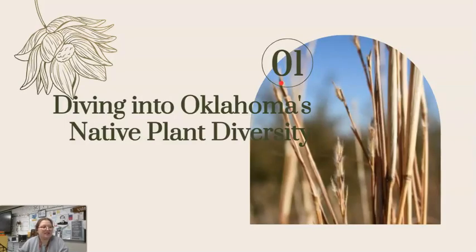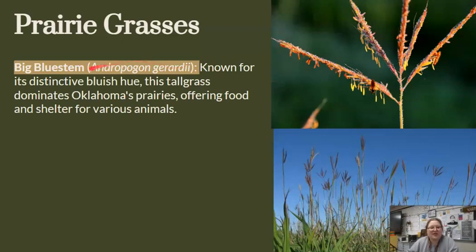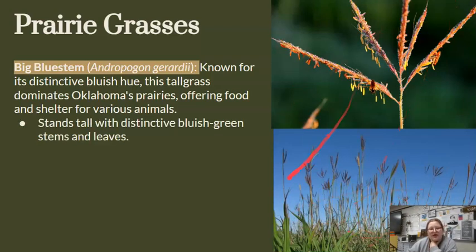All right, so let's look at the specific plants we're going to focus on for this lesson. So let's look at prairie grasses first. We're going to look at 2 of each. So our first prairie grass is the big bluestem. We talked about this briefly in our last lesson. So it's known for its distinctive bluish hue. This tall grass dominates Oklahoma's prairies, offering food and shelter for various animals. This is what it looks like. And then these are the flowers.